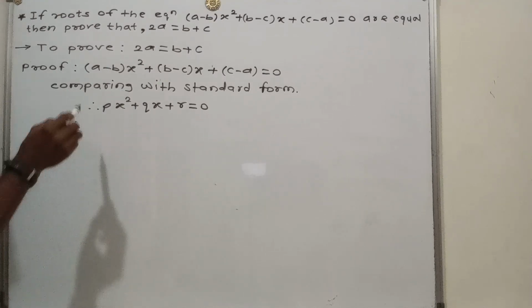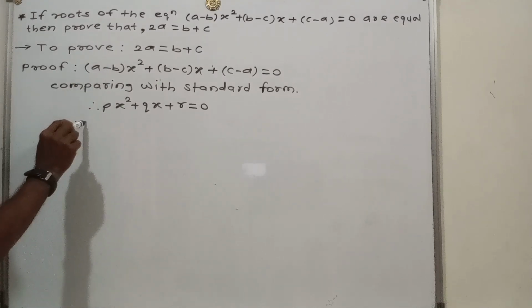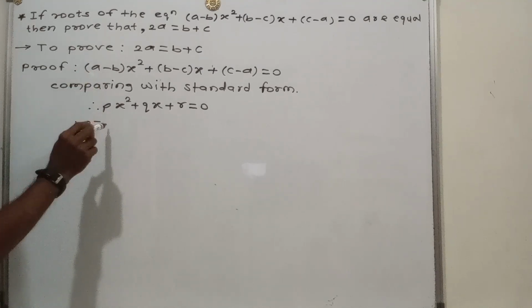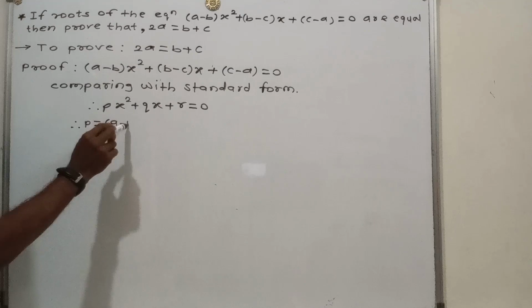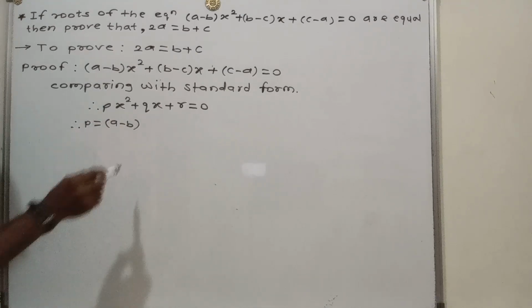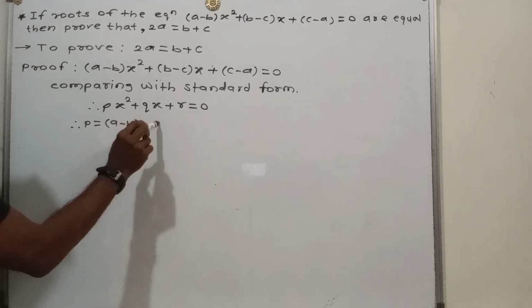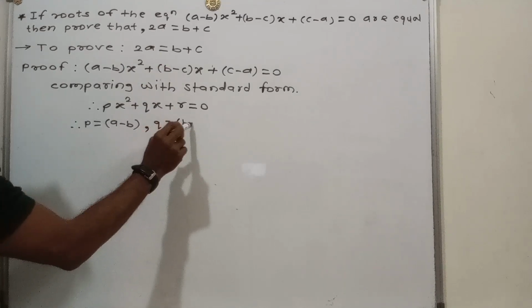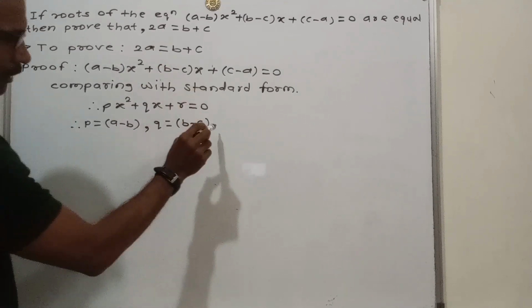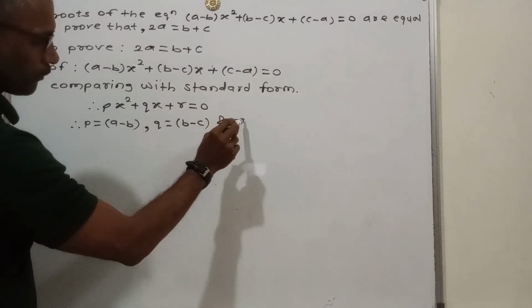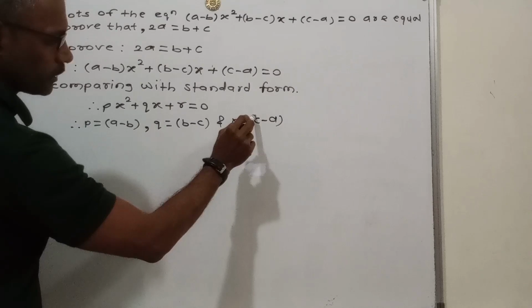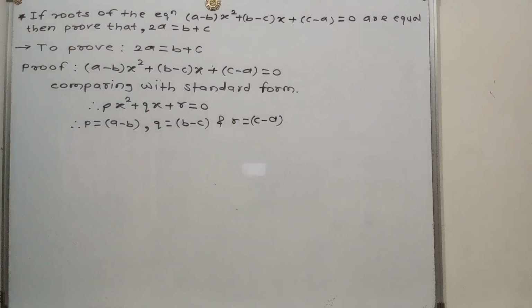Did you get it? Now, therefore, what is p? p = a − b. Then q = b − c. And r = c − a. Did you get it?